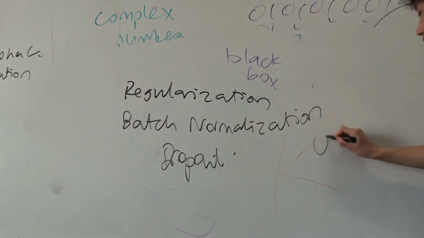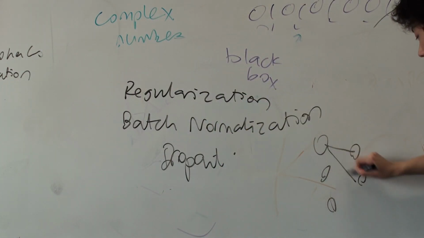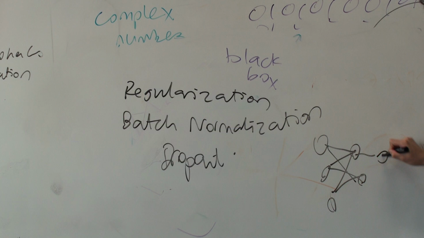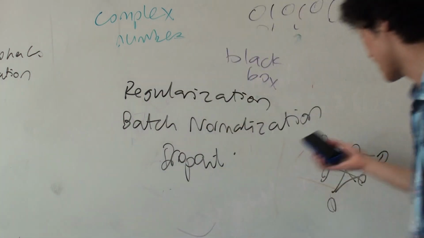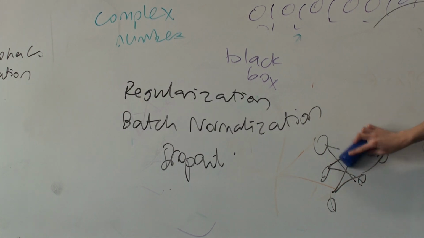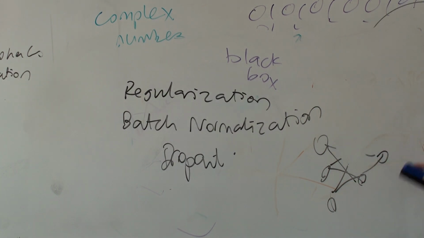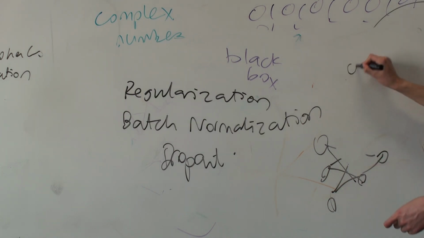Dropout is this: if I have some neural network architecture, remember they're all fully connected. What happens if I just accidentally delete one, just delete one entirely? That's called dropout. Dropout tries to reduce overfitting.